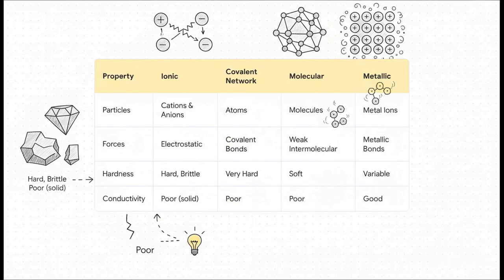This table just lays it all out perfectly. You can really see how the forces directly predict the properties. Those powerful electrostatic forces in ionic crystals make them hard but brittle. The super strong covalent bonds in a covalent network solid lead to extreme hardness. But check out the metallic column. Those free-flowing electrons from the metallic bonds make them the only group that's a good conductor of electricity. It's a perfect summary of how atomic structure defines everything for our 4 crystalline clans.